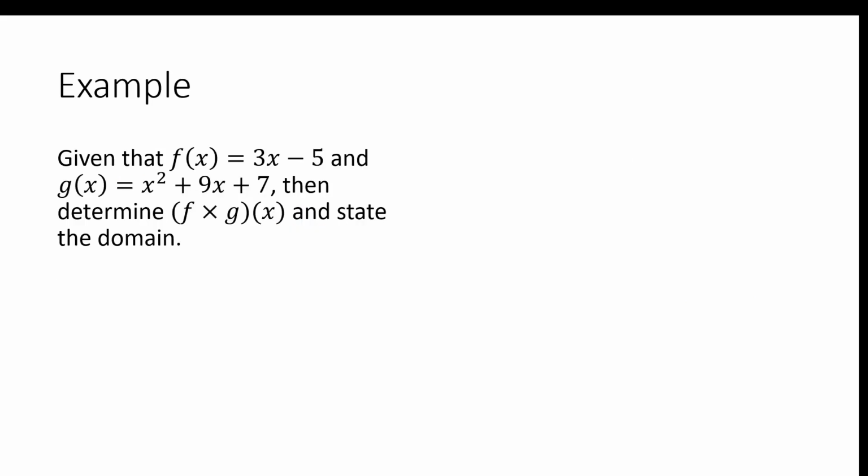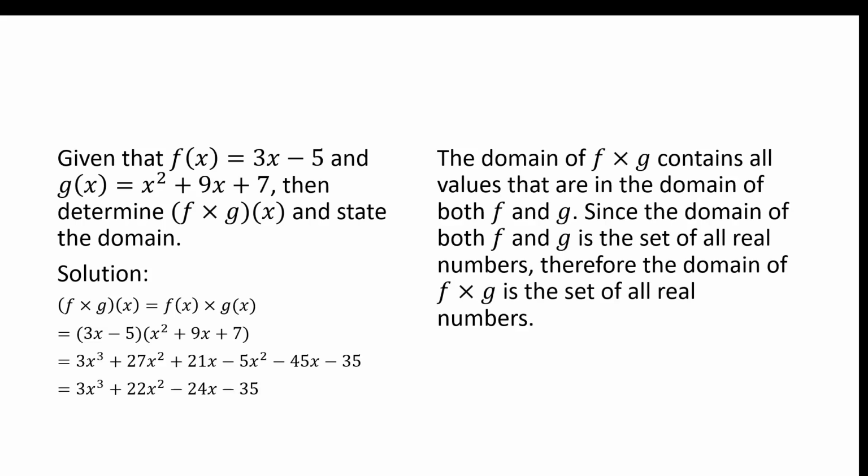Now, what if we're told that f of x is 3x minus 5 and g of x is x squared plus 9x plus 7, and we want to determine the function f times g of x and state the domain? Well, again, just like we did when we saw this with f plus g of x and f minus g of x, we were using the same two functions. To determine f times g of x, we're literally just going to multiply those two functions. So we're going to say 3x minus 5 is being multiplied as a quantity with x squared plus 9x plus 7. We're going to use the distributive property. And when we collect like terms, we're going to get the function 3x cubed plus 22x squared minus 24x minus 35.